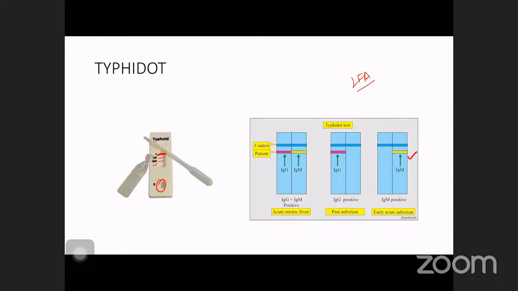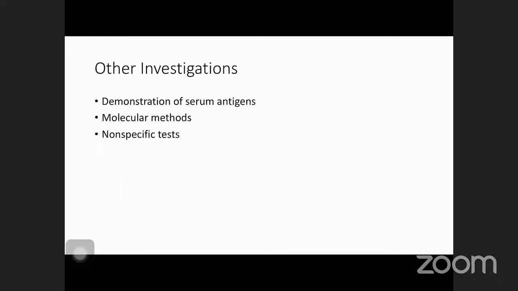If only IgM is positive, it is going to be an early acute infection. If only IgG is positive, it is always a past infection. We have already discussed, IgM is for recent infection and IgG is for past infection. If both the antibodies are raised, it is going to be an acute enteric fever. This TYPHIDOT is an immunochromatography test or lateral flow assay where you can detect IgM and IgG antibodies separately.